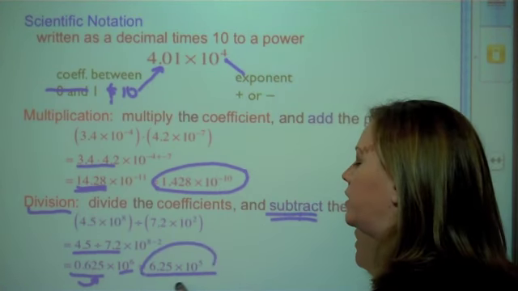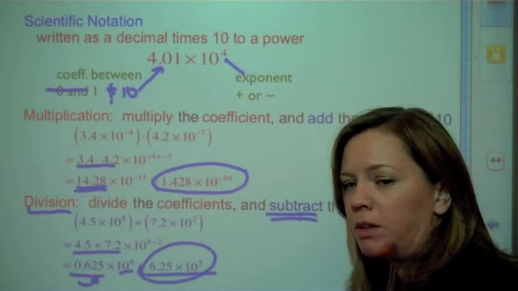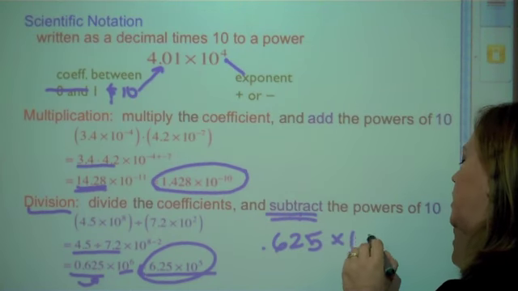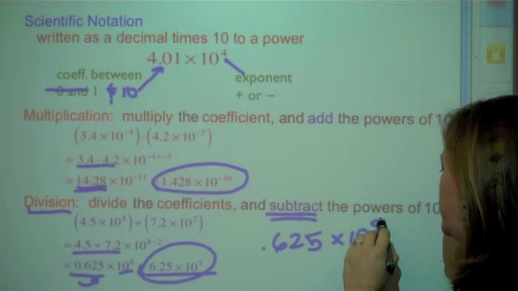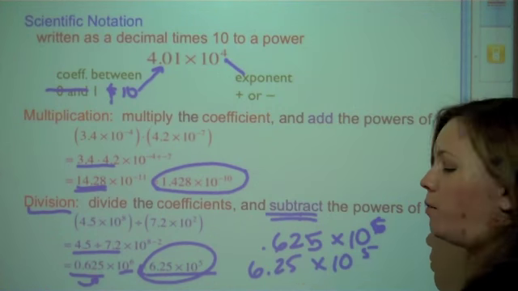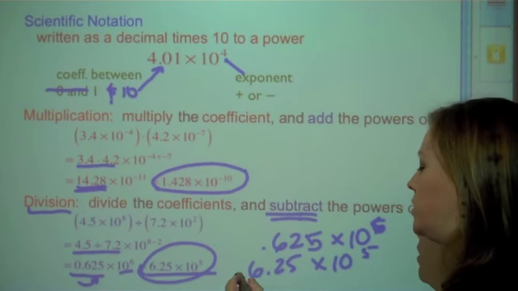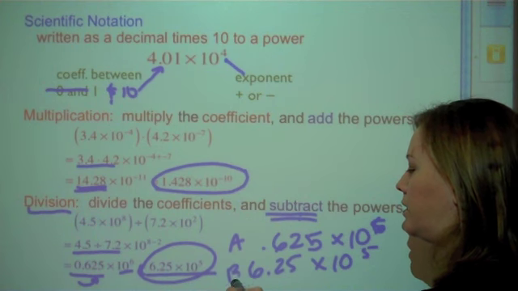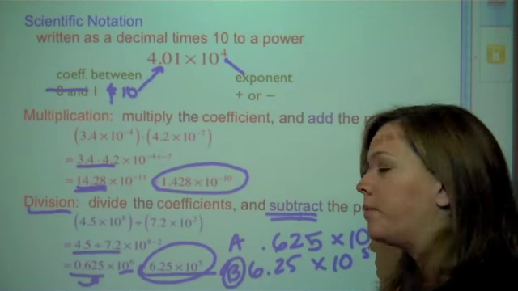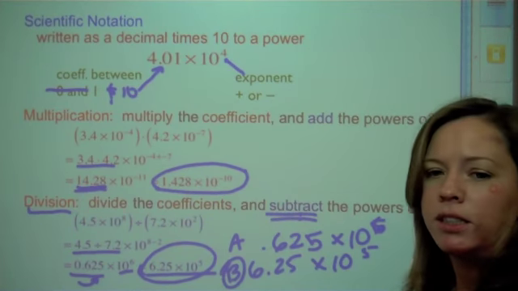So make sure your final answer is written correctly, because it wouldn't surprise me on a multiple choice test, both 0.625 times 10 to the 6th, and 6.25 times 10 to the 5th. I wouldn't be surprised if both of those were answer choices. If this was A and this was B, B would be the correct one because it's written in the correct scientific notation. Okay? That's it. I'm done.